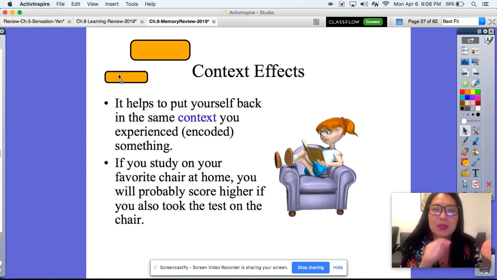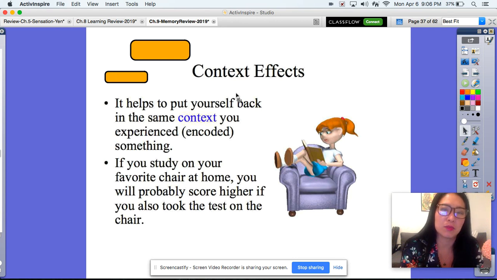So if you guys happen to get this on the FRQ, don't say it's putting yourself back in the same context. I know in the definition it says you can, but you need to elaborate on that. So say, putting yourself back in the same context, like your environment or situation in which you first encoded the information. For example, your application can be, I learned all of my psychology information in my bedroom. Sally is more likely to remember that information if she's put back into the same bedroom. So that way it helps her encode and retrieve the information.